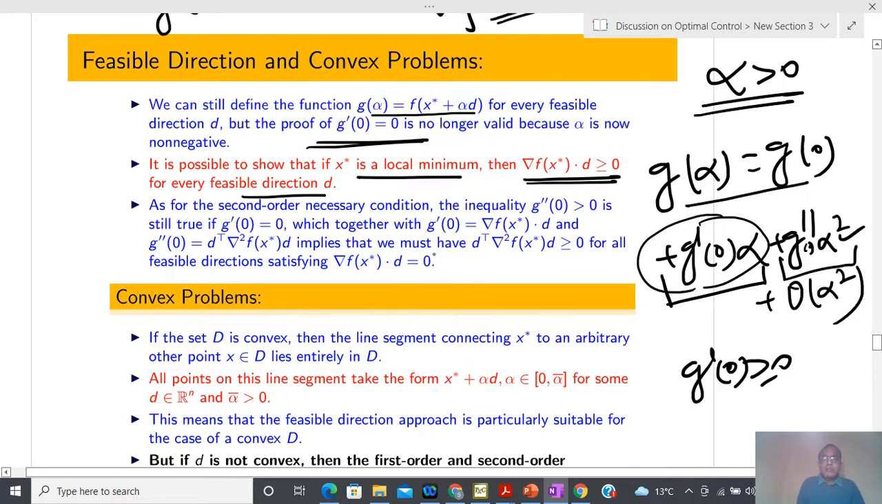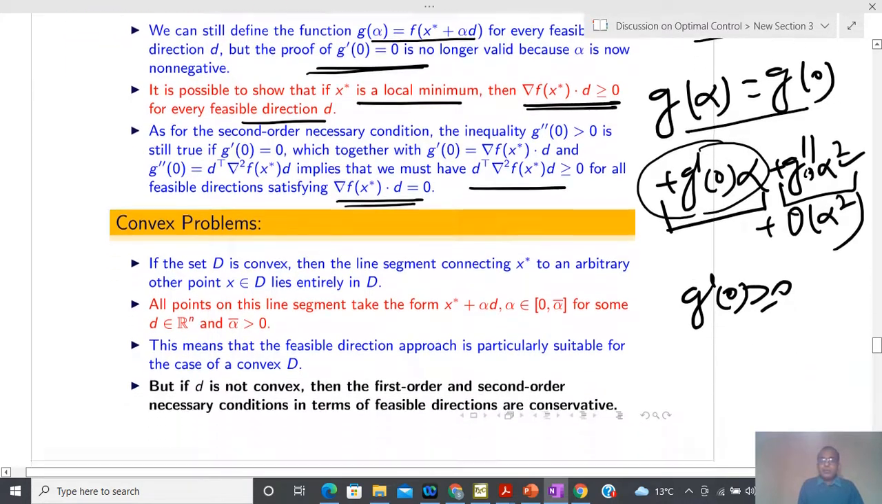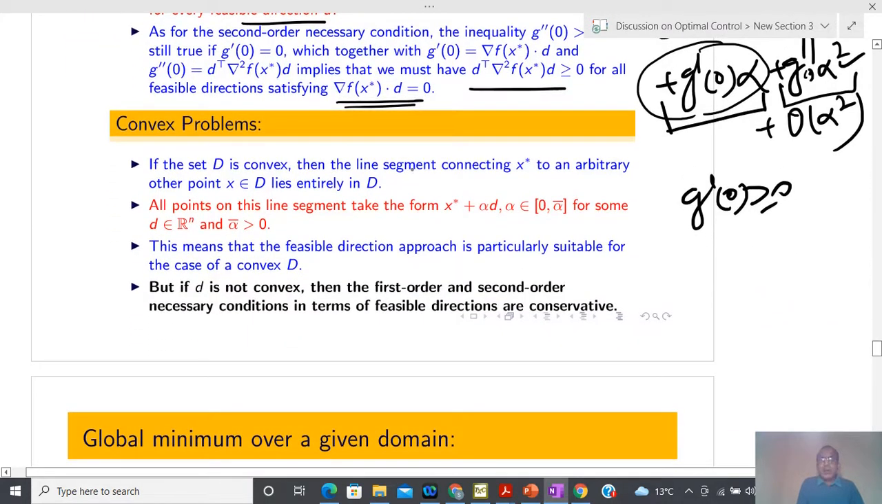After that, the second order necessary condition, that is G double dash 0, is still true if G dash 0, which together with G dash equal to 0, implies that we must have this kind of thing for all feasible directions, and if you do so, then finally again you can land at this point. Okay, and it is possible to show that if you have a convex set, then this kind of thing is always true.